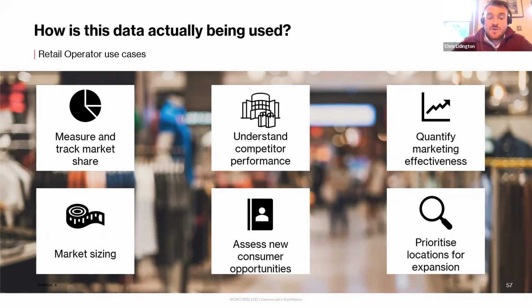Finally, it wouldn't be CACI if we didn't talk about location. Retailers are also using this data to find locations for new stores by identifying higher areas of spend where they're not present and they have a low market share.